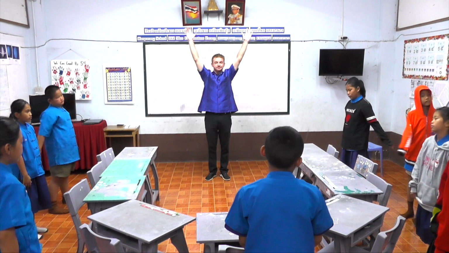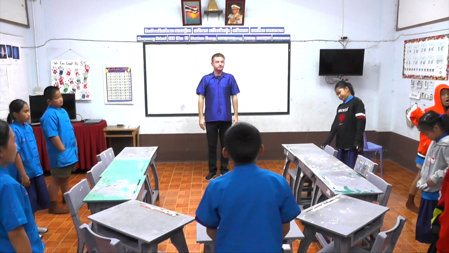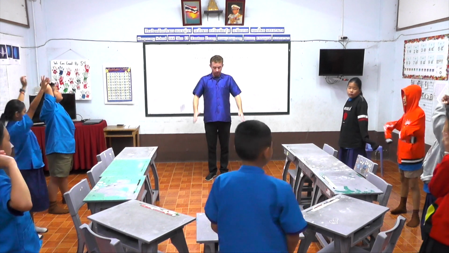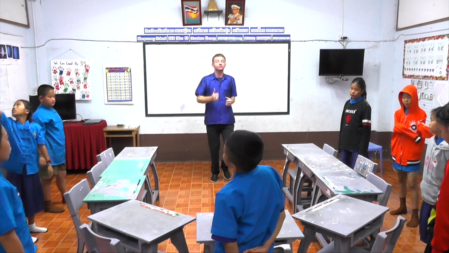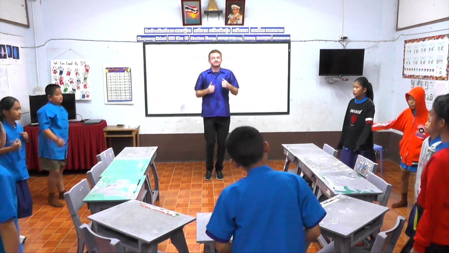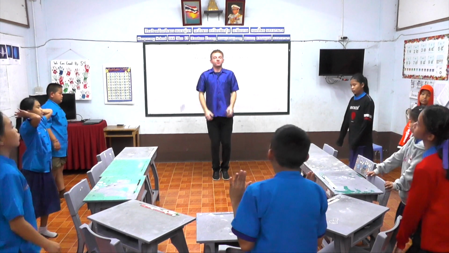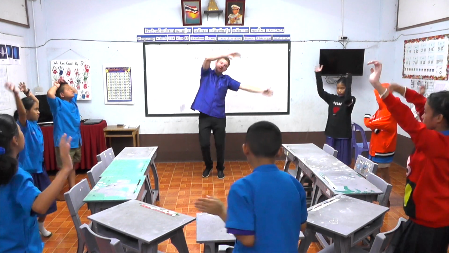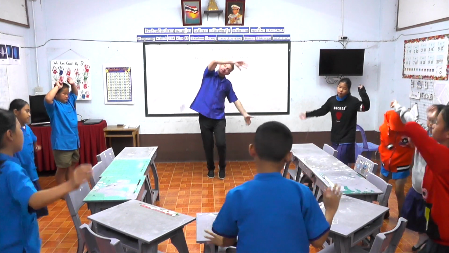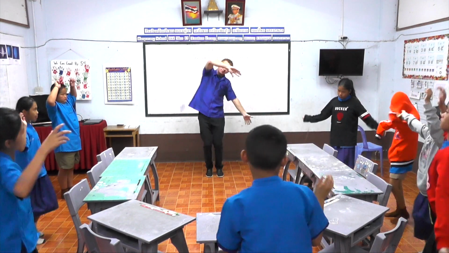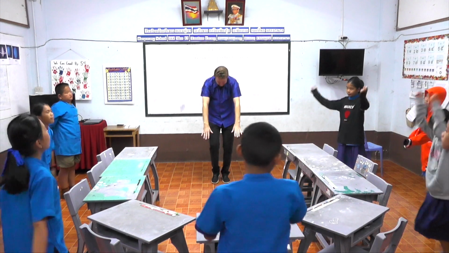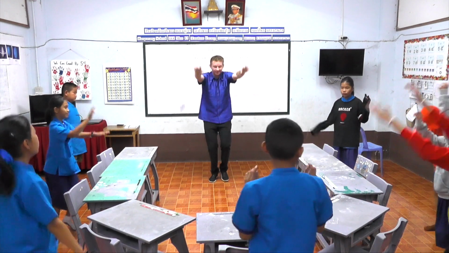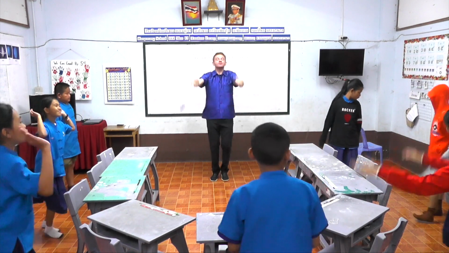Arms in the air. Arms down. Teacher says, arms down. Teacher says, jogging on the spot. Teacher says, arms in the air. Teacher says, arms side to side. And teacher says, arms forwards and backwards. Forwards and backwards. Stop.